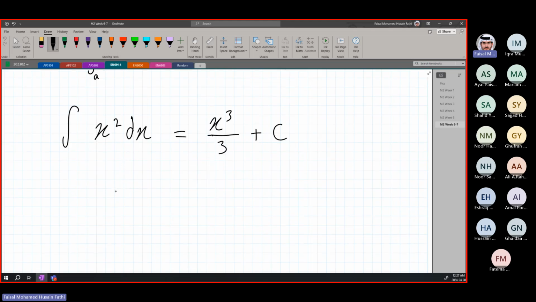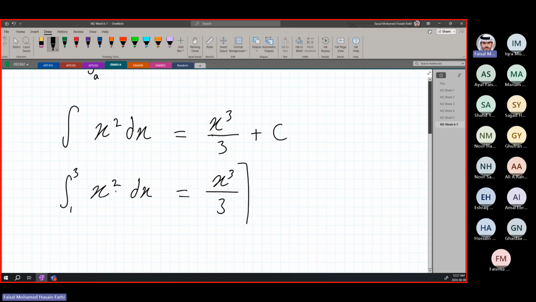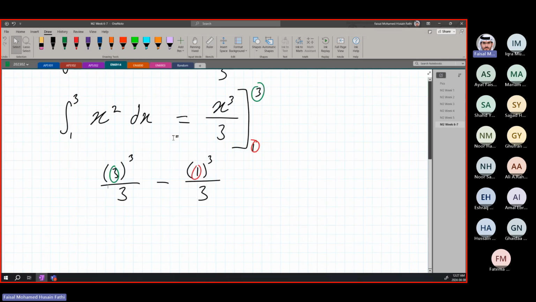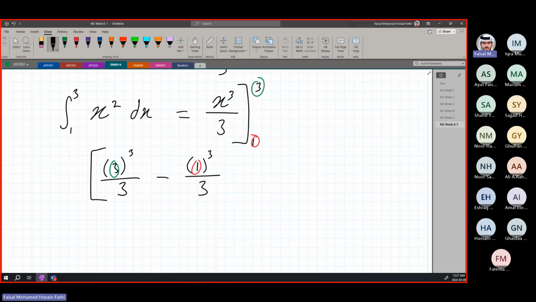When it's a definite integral, if you have from 1 to 3, for example, of x squared dx, this is going to be x cubed over 3 from 1 to 3. What does that mean? It means you do 3 cubed over 3 minus 1 cubed over 3. All right, this is how you can solve a definite integral. This 1 is this 1, and this 3 over here is this 3. This is how you would solve an indefinite or a definite integral.